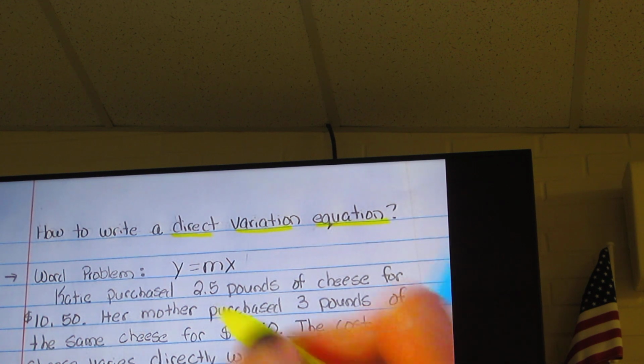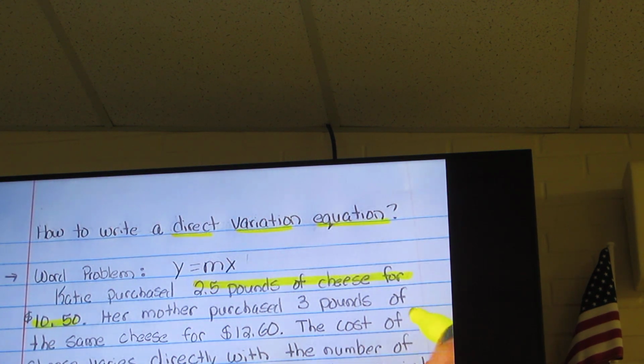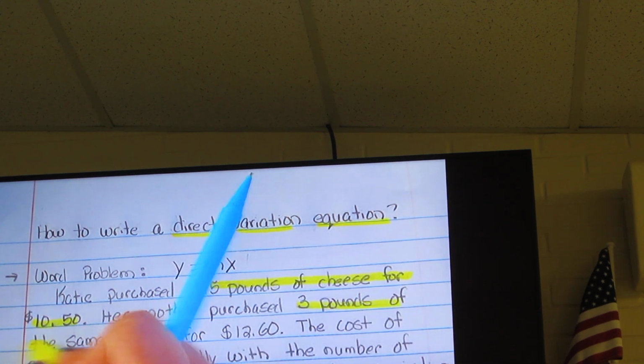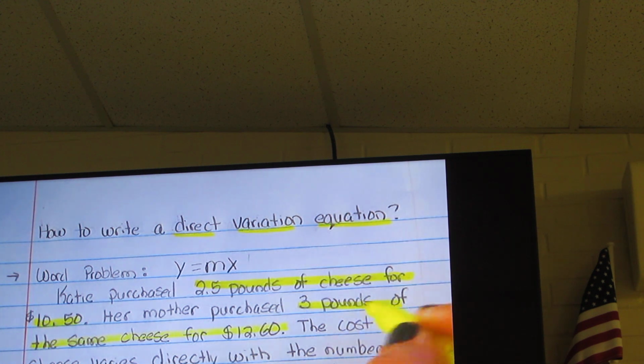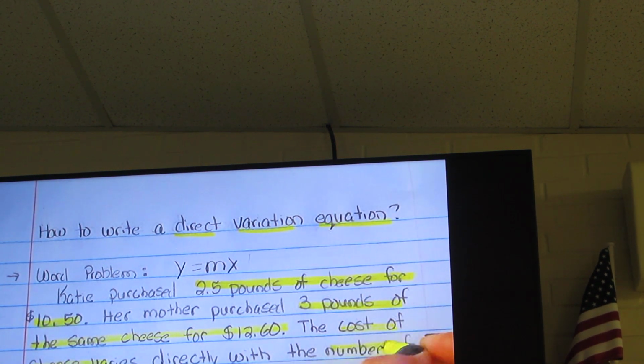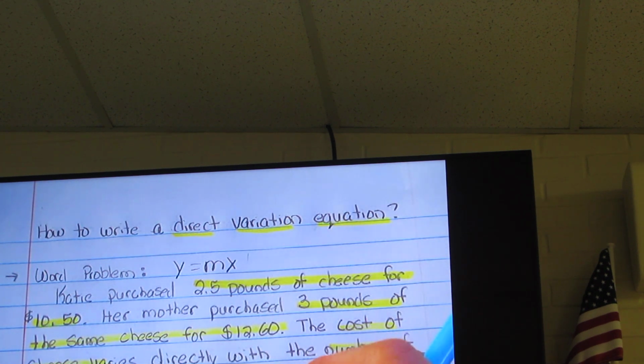Kate purchased 2.5 pounds of cheese for $10.50. Her mother purchased 3 pounds of the same cheese for $12.60. The cost of cheese varies directly with the number of pounds purchased. That sentence is very important. Write a direct variation equation and solve it for 5 pounds.